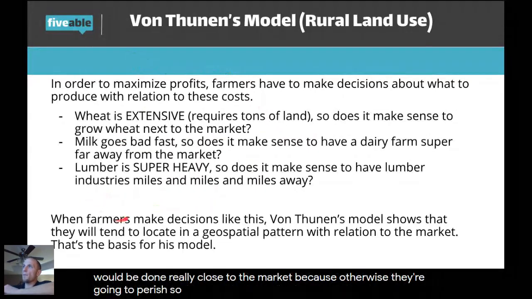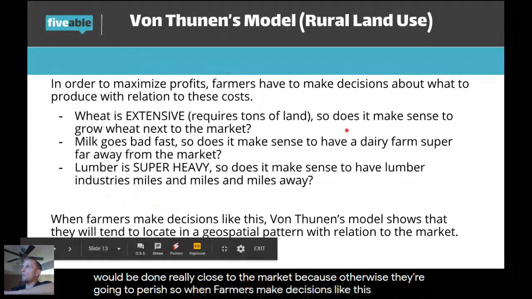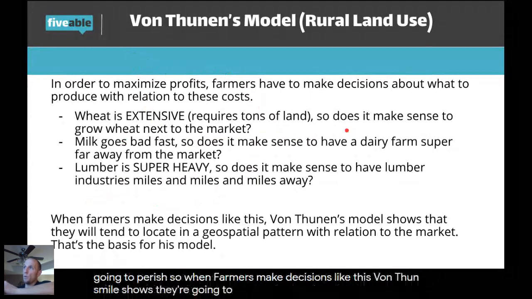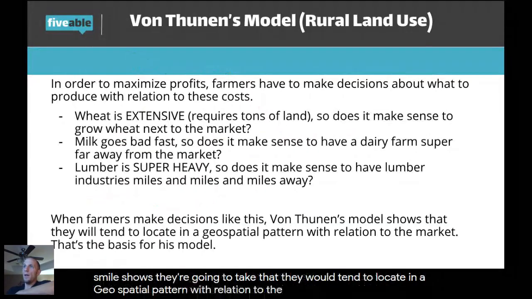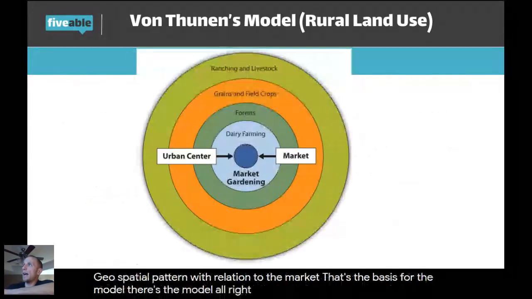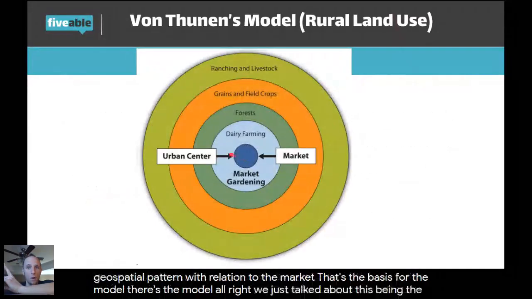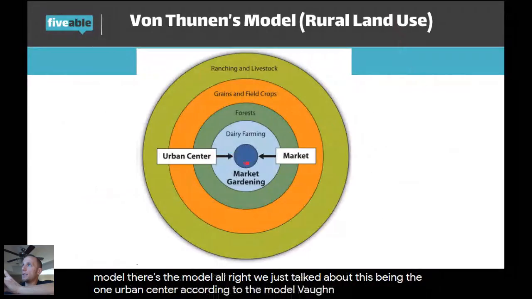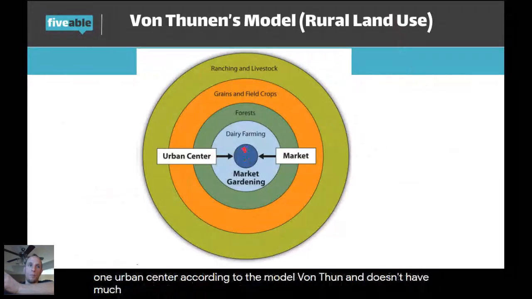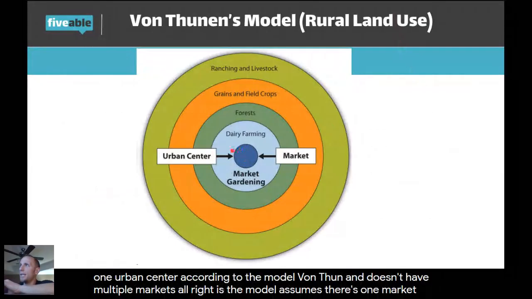So when farmers make decisions like this, Von Thunen's model shows that they would tend to locate in a geospatial pattern in relation to the market. That's the basis for the model. There's the model. All right. So you've got your urban center. We just talked about this being the one urban center according to the model. Von Thunen doesn't have multiple markets. Sorry, the model just assumes there's one market. And really that's for simplicity's sake, right?